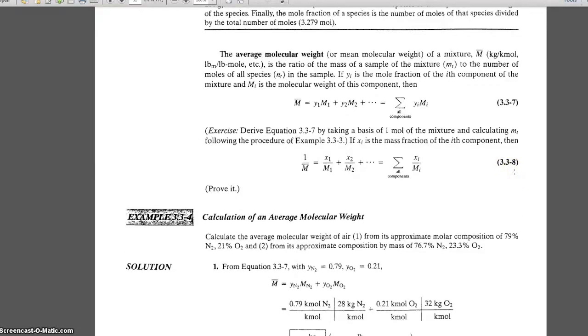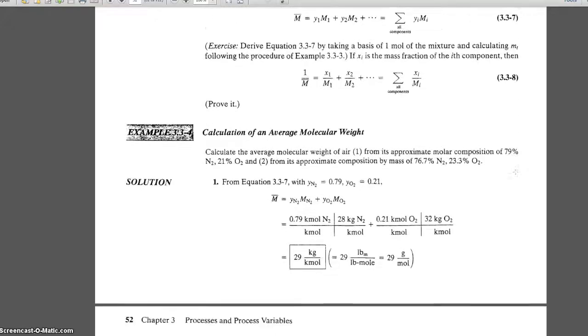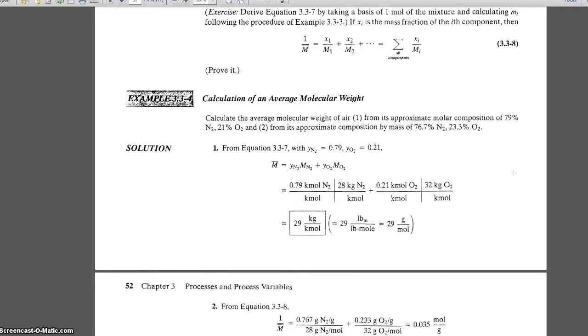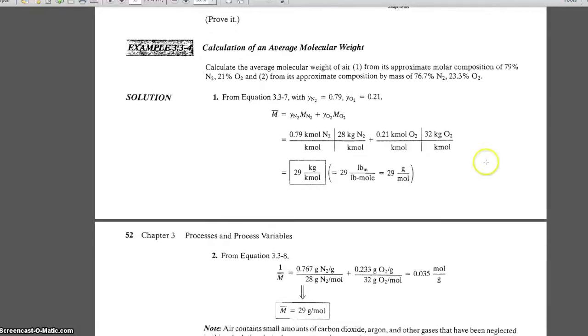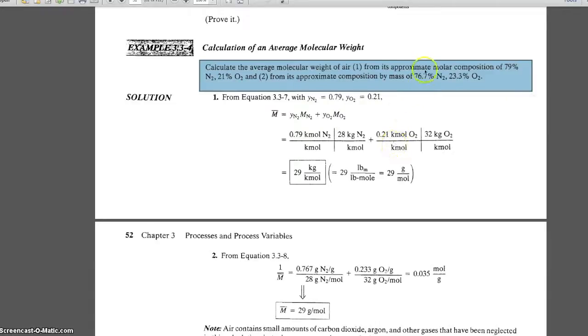So let's have a look at an example, example 3.3-4. The question is, let me use my tablet here. Calculate the average molecular weight of air from its approximate molar composition of 79% nitrogen gas, which is N2, and 21% oxygen gas, which is O2.